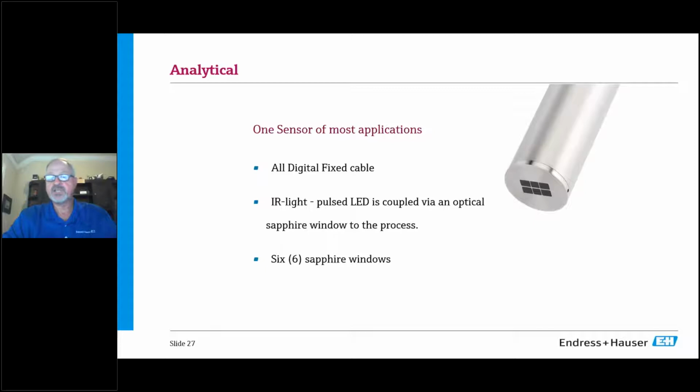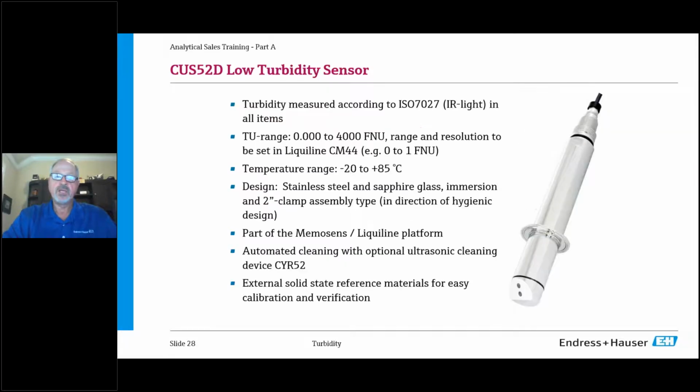It's all digital fixed cable. IR light source with pulsed LED, sapphire windows. It's got 6 sapphire windows. And we also offer some cleaning devices, some ultrasonics and things like that for this sensor. Then we have the low turbidity sensor that goes down from 0 to 400 FNU or TU.